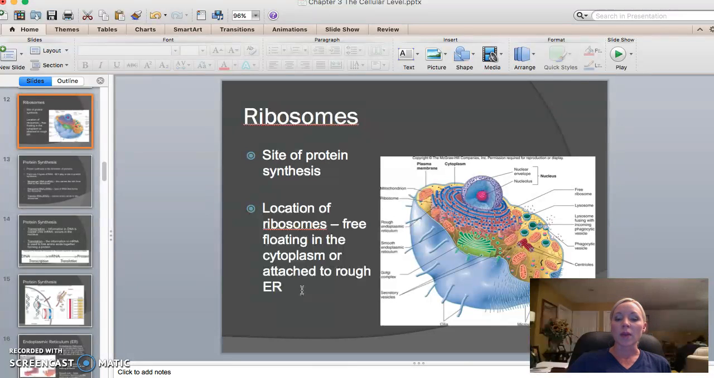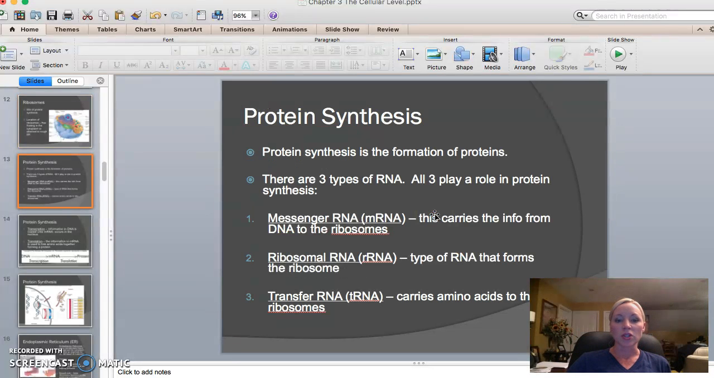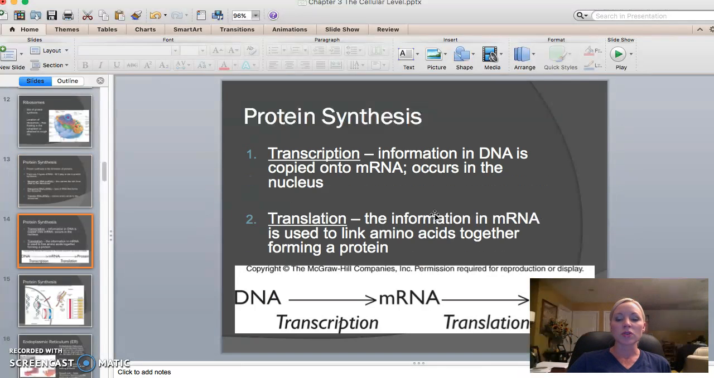So where are they located? We have some free ones here in the cytoplasm. Those little black dots you see, these are our free floating ribosomes. Now, there are also some that are going to be attached to this rough ER over here. So we have 2 different locations. In protein synthesis, you've got some RNA that's going to play a role: messenger RNA, ribosomal RNA, and transfer RNA. That is very important. Transcription and translation, just a quick overview of it. We're going to talk about it in a little more detail in the next video.